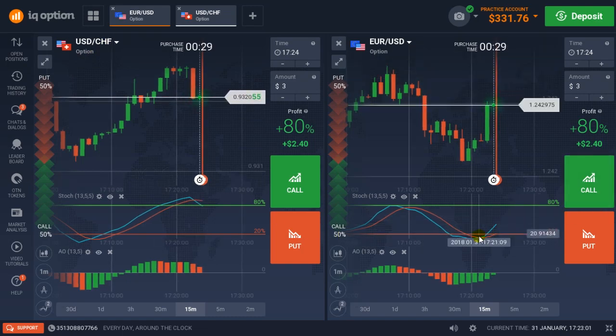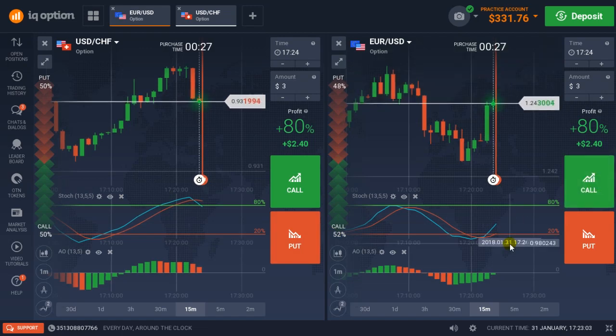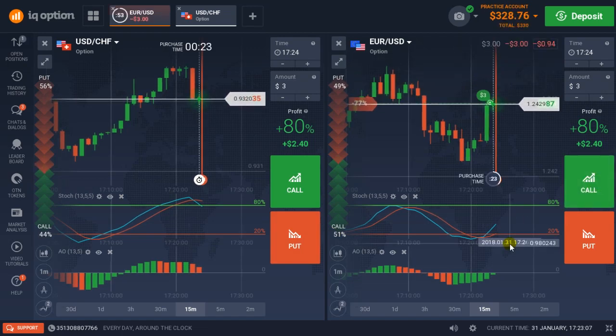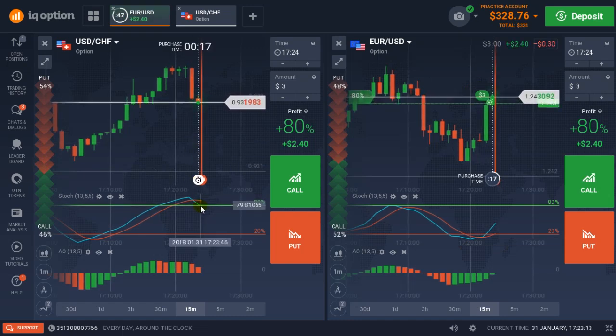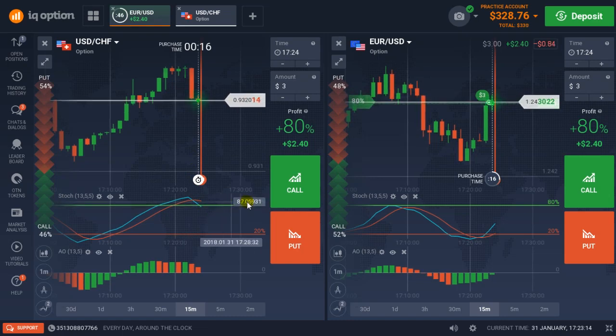Okay, we've got a new candle, everything seems okay. I'm getting into a call trade. On this side, it's already crossed, but I'm still going to wait a little bit longer for it to cross well below the 80% level. Okay.